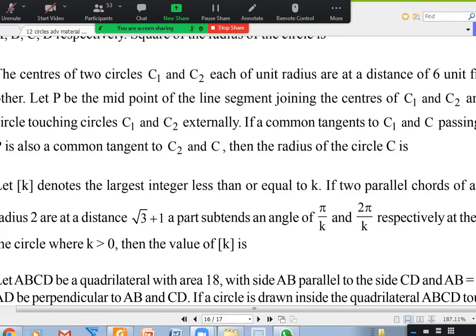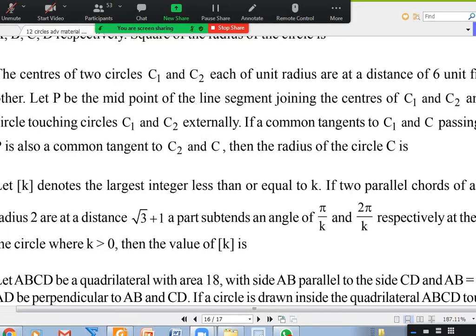The centers of two circles C1 and C2, each of unit radius, are at a distance of 6 units. Let P be the midpoint of the line segment joining the centers of C1 and C2. This is P. And C is a circle touching C1 and C2 externally.